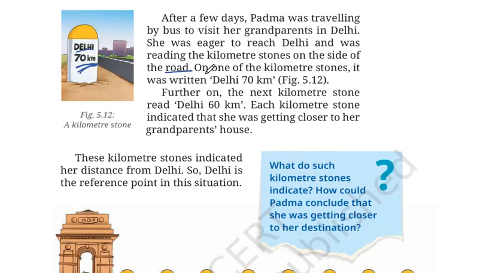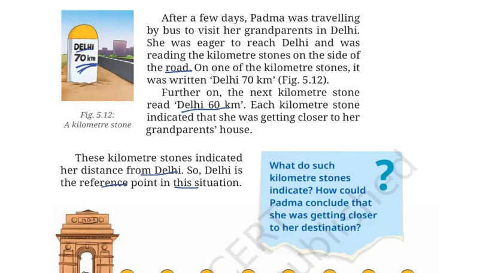Further on, the next kilometer stone read Delhi 60 kilometer. So now Delhi was 10 kilometer closer, because it is only 60 kilometer from where they started. Each kilometer stone indicated that she was getting closer to her grandparents' house. These kilometer stones indicated her distance from Delhi. So Delhi is the reference point in this situation. What are they taking as a reference point in this measurement? Delhi as a reference point.